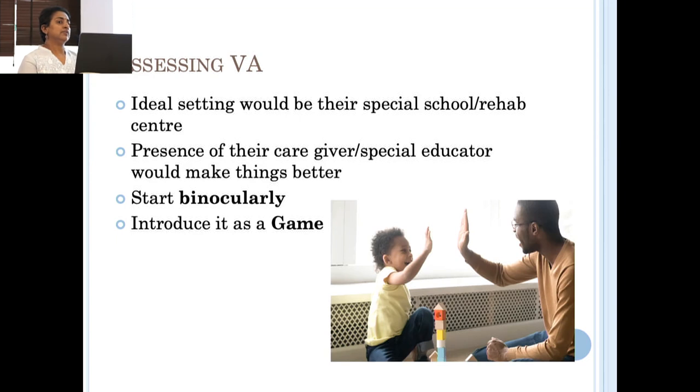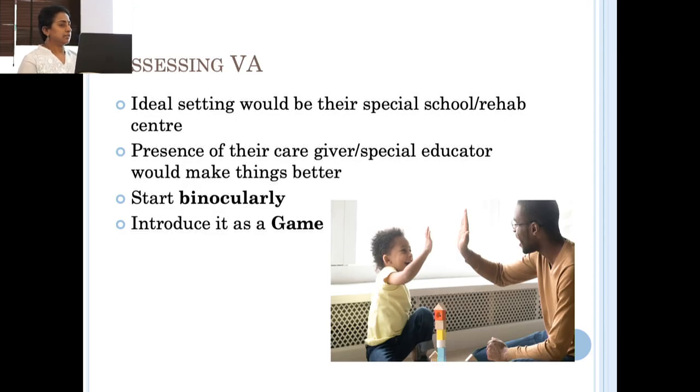An ideal setting for assessing these children would be their rehabilitation center or their special school. And if you can get the assistance from their caregivers or special educators, that would be an added advantage. You may start assessing vision binocularly and introduce the test as a game. Once a child gets used to the assessment, then you can ask the caregiver to occlude one eye.